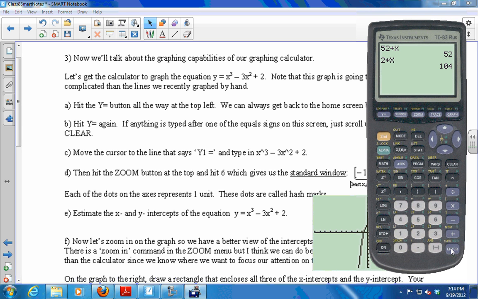How do you clear it? You don't clear it, you just replace it. If you want X to be something else, let's say now we want X to be 13. Store that as X, and it just overwrites it.